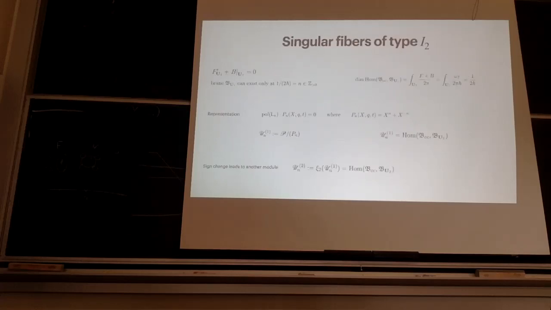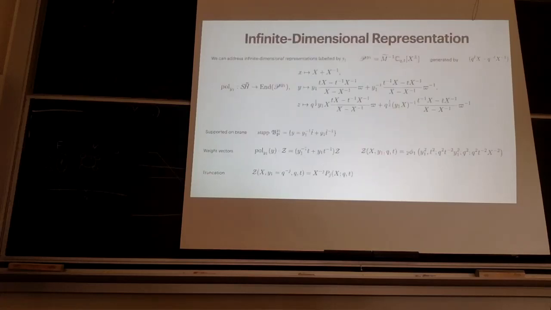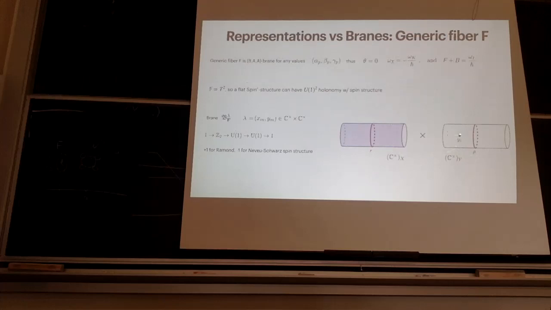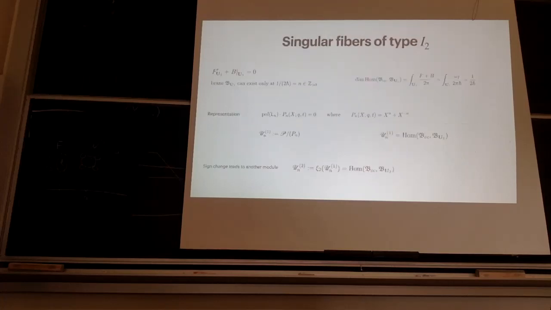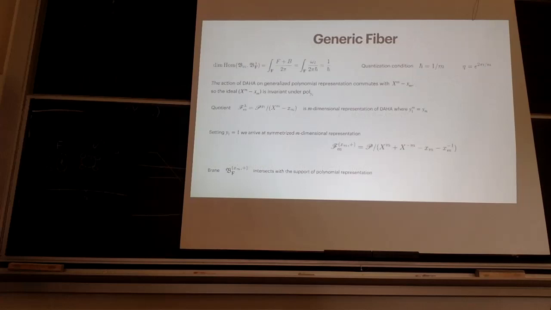But we can also make sense of those infinite dimensional representations when we specify certain conditions on this y, namely, if y1 to the m is equal to ym, and ym is the Coulomb around the circle, then we have another finite dimensional representation. And if we specify this y1 to 1, as in a polynomial representation, then we'll get p mod x to the m plus x to the minus m minus this thing.